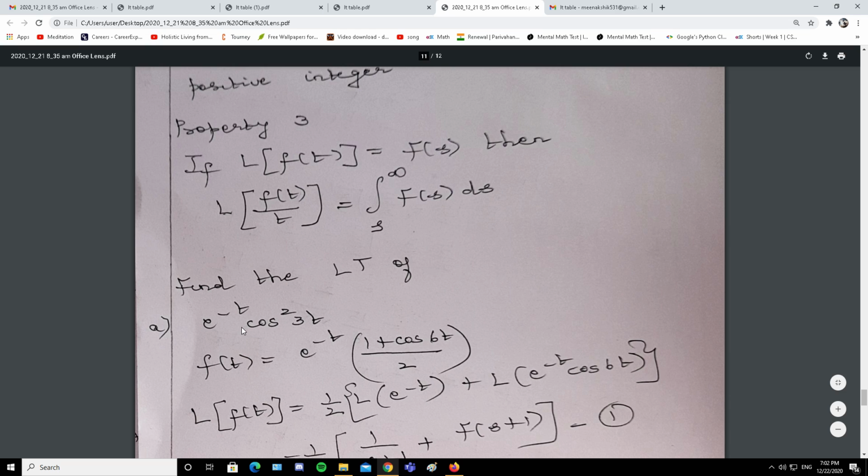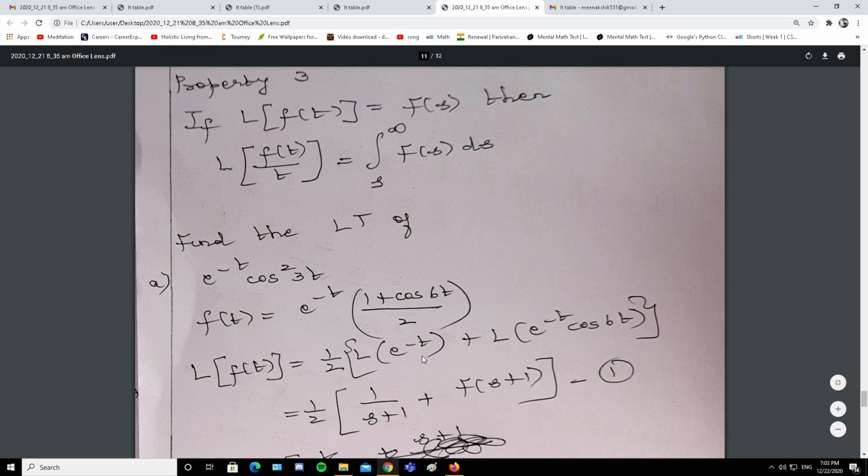Let f of t be e power minus t cos square 3t. So what is cos square theta? 1 plus cos 2 theta by 2. So 1 plus cos 6t by 2. So e power minus t into 1 plus cos 6t by 2. Split into 2, so take half out. You can write it as half of Laplace of e power minus t plus Laplace of e power minus t cos 6t.